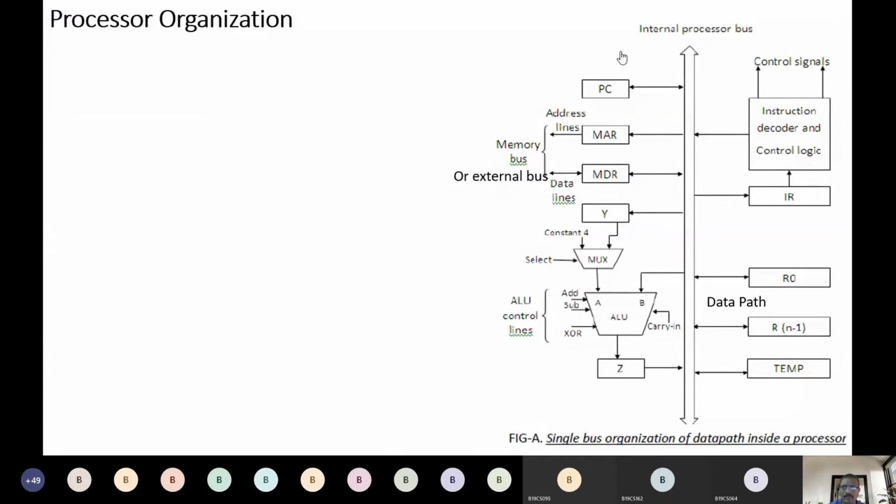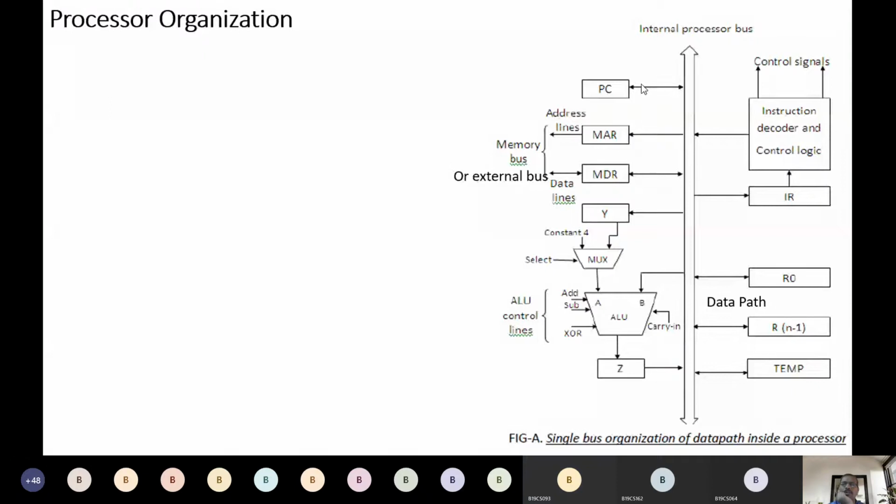Able to unmute? Any problem with the unmute functionality? Okay, is my voice audible? CR? Yes, sir. Okay, okay.